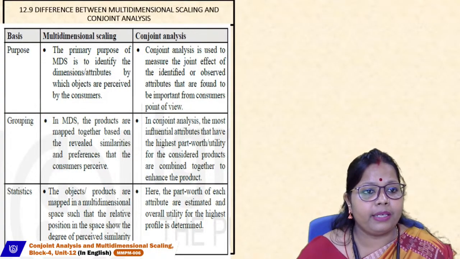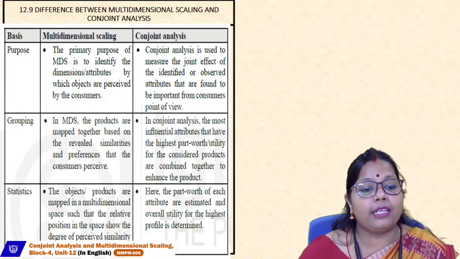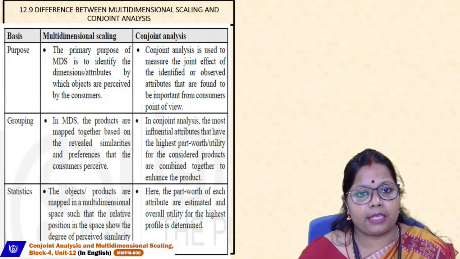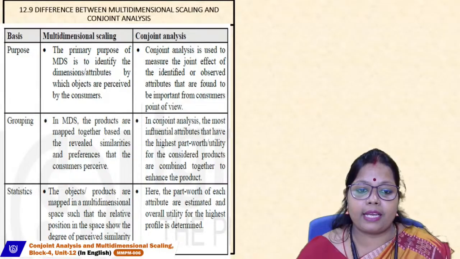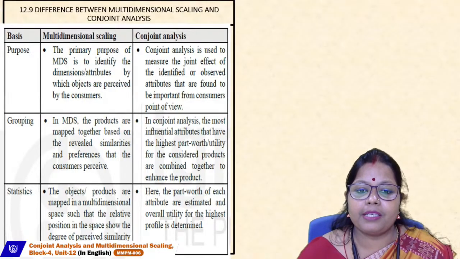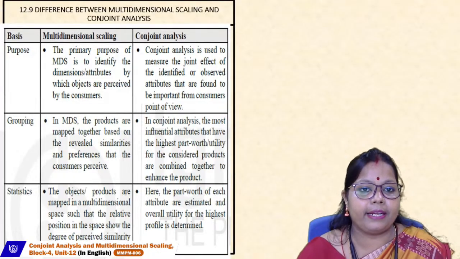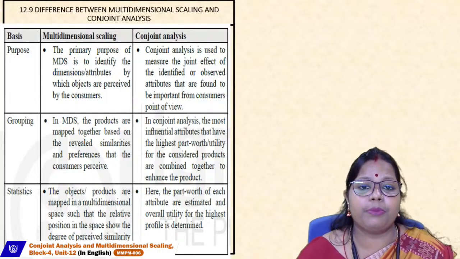So coming to the grouping: in multidimensional scaling, the products are mapped together based on the revealed similarities and preferences that consumers perceive. But in conjoint analysis, the most influential attributes that have high part worth utility, which we have already discussed in the tables, the individual part worth utilities of the different attributes we have seen there, for the considered products are combined together to enhance the product.